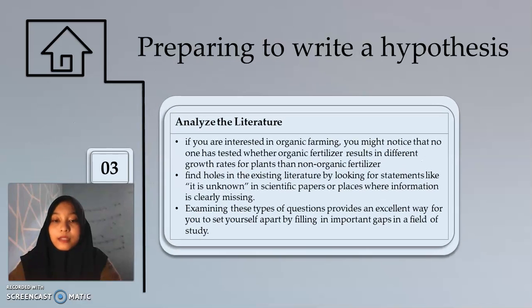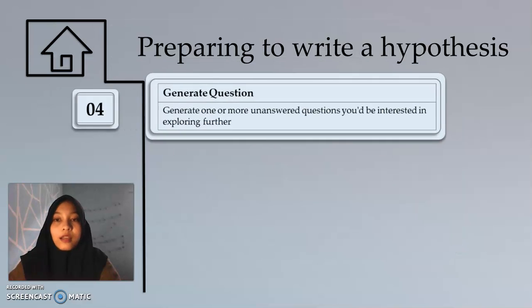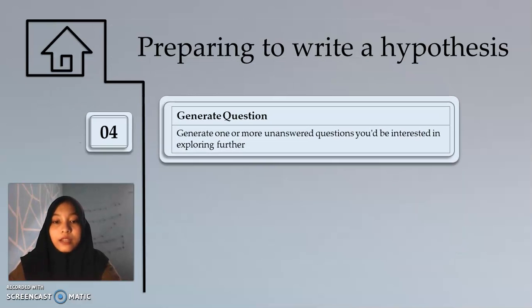The next step is analyze the literature. Spend some time reading the materials you have collected. As you do so, look for and make note of unanswered questions in the literature. The next step is generate questions. After studying the literature on your topic, generate one or more unanswered questions you would be interested in exploring further.